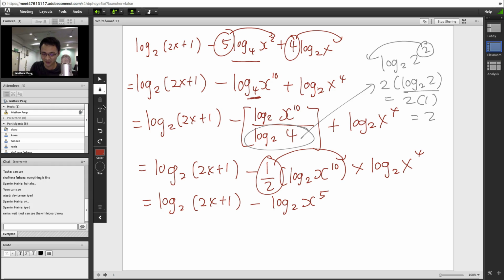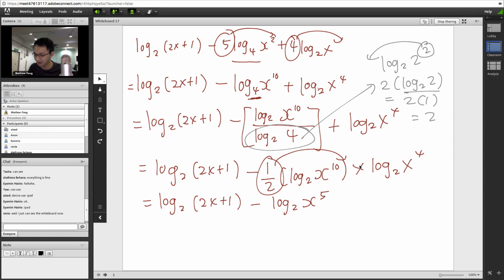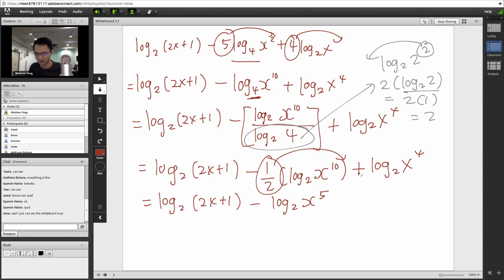And I do find out I made some mistake here. This is not multiply, this one should be plus. Let me just erase it. The way of erasing in this app is very weird. Anyway, this is plus log 2 x power 4. Alright, now everything is in log 2 already.